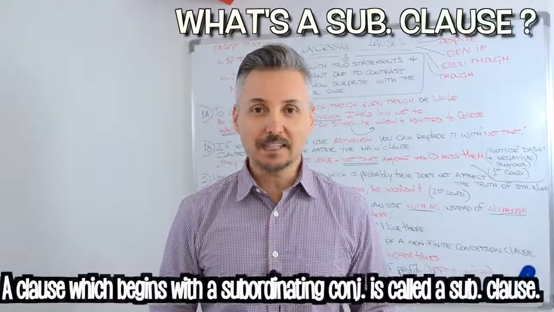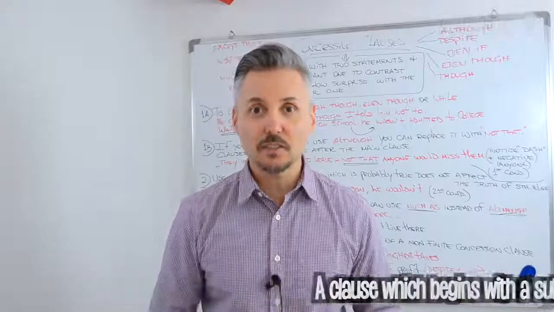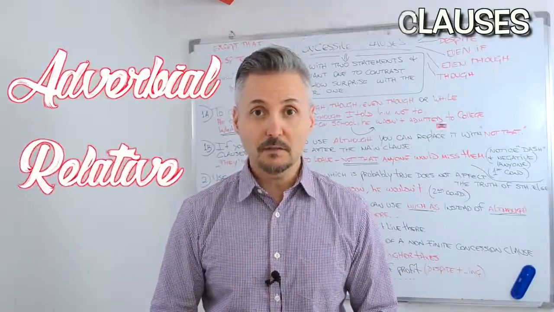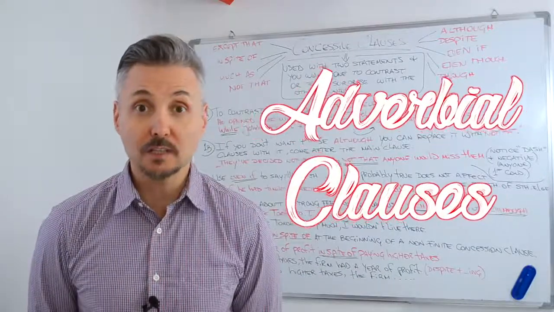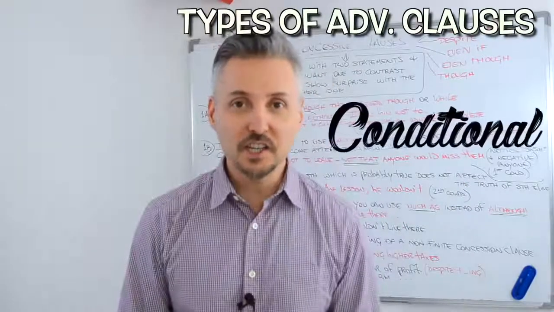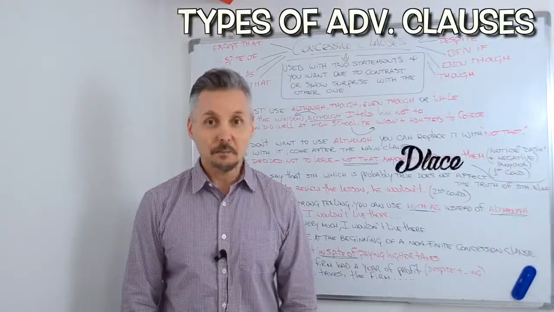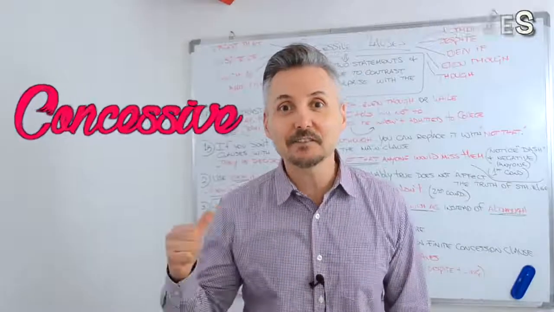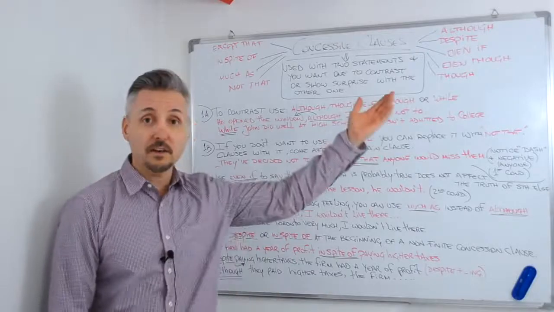A clause which begins with a subordinating conjunction is called a subordinating clause. There are three kinds of subordinating clauses: adverbial, relative, and reported. In this lesson, we're going to take a look at adverbial clauses. There are 8 types of adverbial clauses: conditional, purpose, reason, result, place, manner, time, and concessive clauses. If you wish to watch a lesson on time clauses, you can click here.